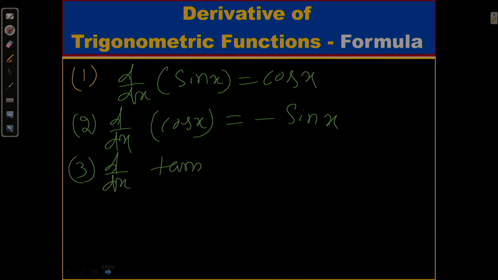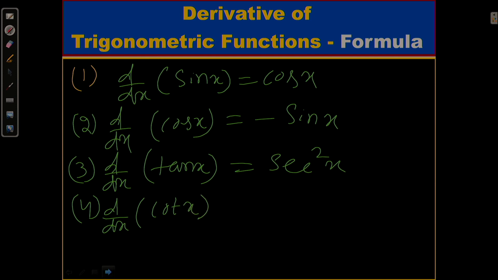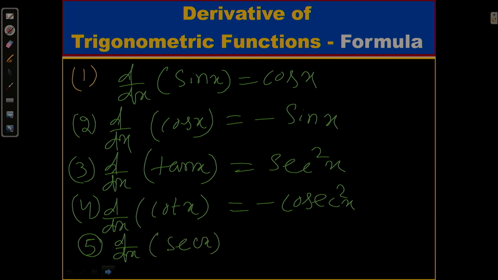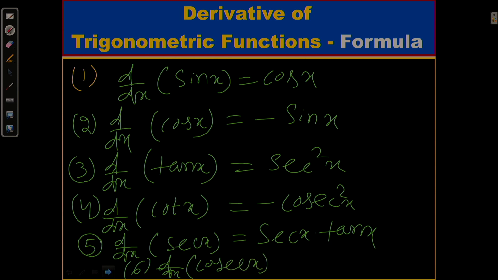And the third formula is derivative of tan x, which is equal to sec square x. And the fourth formula is derivative of cot x, which is equal to minus cosec square x. And the fifth formula is derivative of sec x, which is equal to sec x into tan x. And the sixth and last formula, derivative of cosec x, equals minus cosec x into cot x.